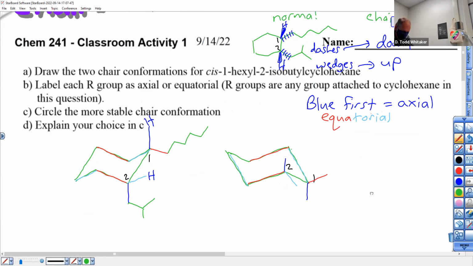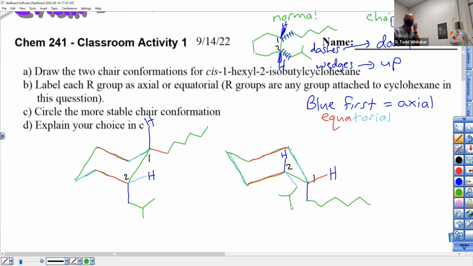Okay, now in the other chair, watch what's going on. Up and up stay the same. H was up in chair number 1. It better be up in chair number 2. Hexyl was down in chair number 1. It better be down in chair number 2. 1, 2, 3, 4, 5, 6. H was up in chair number 1. It better be up in chair number 2. Isobutyl was down in chair number 1. It better be down in chair number 2.